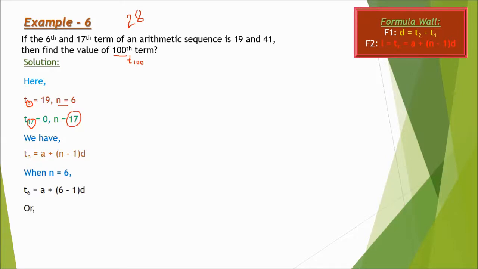Now T6 is given as 19. 19 is equal to a plus 5d. Now 5d will come to the left hand side. 19 minus 5d is equal to a, and it is equation 1. It's exactly similar to the previous example.